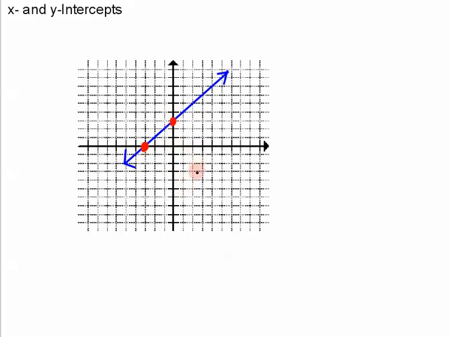So some lines have intercepts, and what's important, for example, if you look at this y-intercept, it's the ordered pair (0, 3). In a y-intercept, the x value has to be 0, and if you look at this x-intercept, it's the ordered pair (-3, 0). And in an x-intercept, the y-coordinate has to be 0.